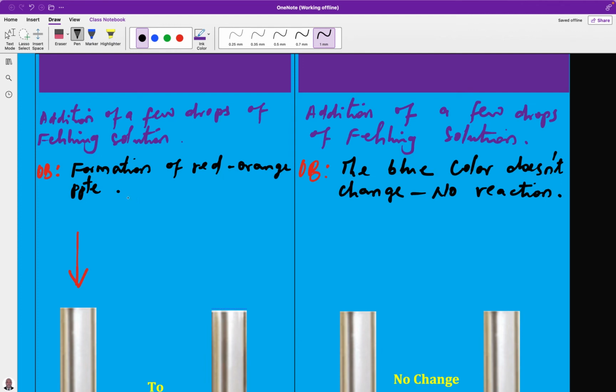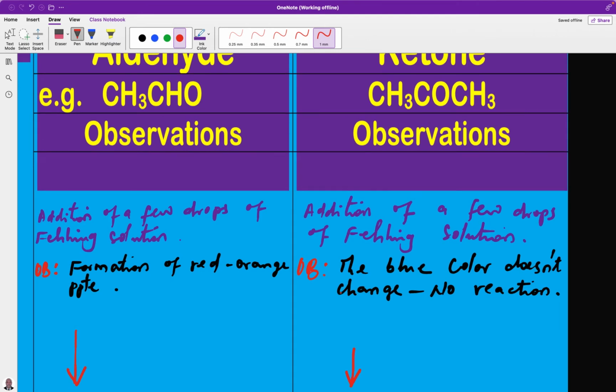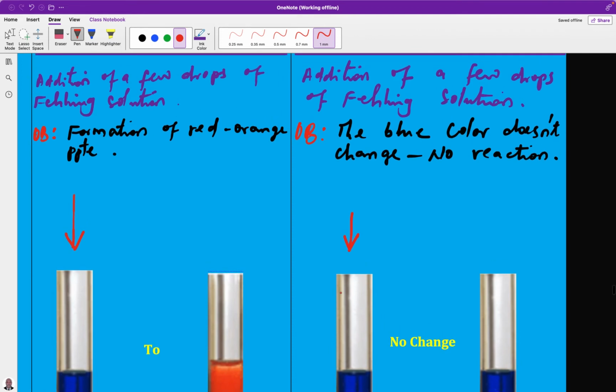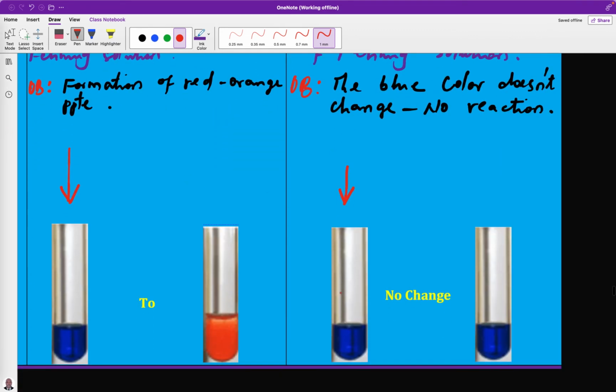Formation of a red-orange precipitate implies a reaction has taken place in the case of aldehyde. With the ketone, no change. In the case of ethanol, what has caused the formation of a red-orange precipitate? A reaction has taken place. The copper 2 ion here is acting as an oxidizing agent to oxidize the aldehyde present here to carboxylate ion, and itself reduced to copper 1.